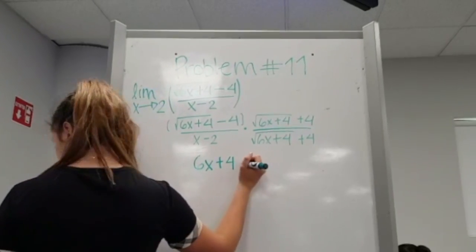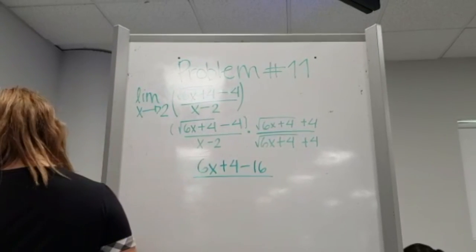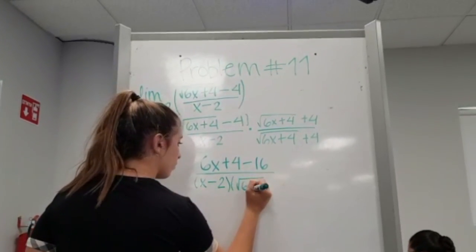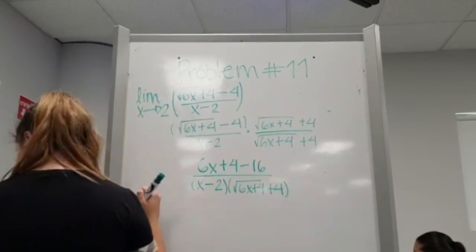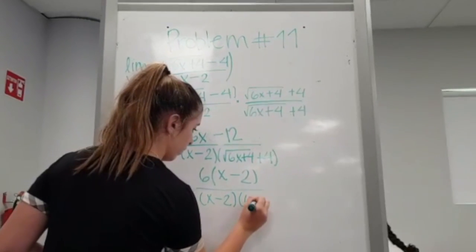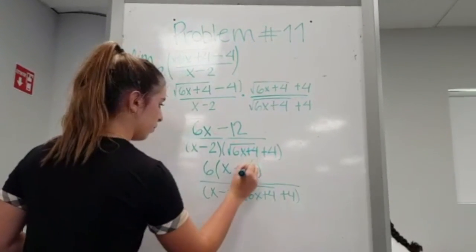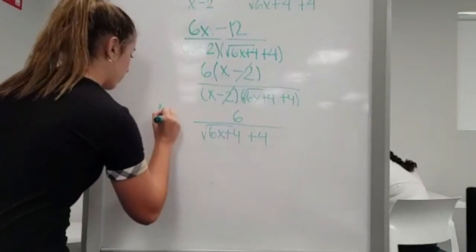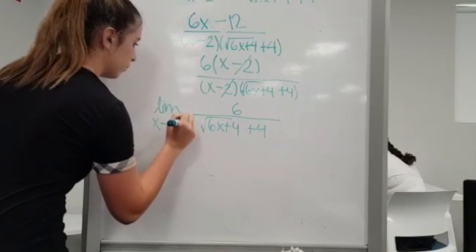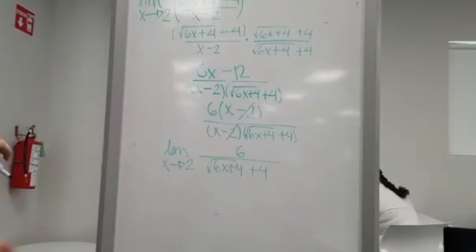You solve and you get 6x plus 4 minus 16 over x minus 2 times the square root of 6x plus 4 plus 4. You factor the numerator to cancel with the denominator, the x minus 2. Until now, you have the limit as x approaches 2 equals 6 over root of 6x plus 4 plus 4.